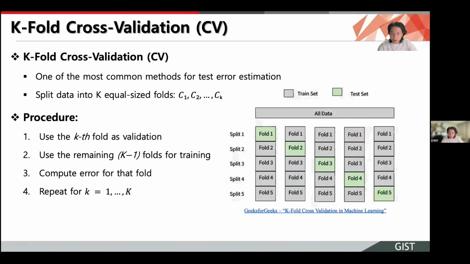K-fold cross-validation is one of the most widely used methods for estimating the test error. We divide the entire dataset into k equal-size parts called folds. Then we repeat the process k times. Each time, one fold serves as the validation set, and the remaining k-1 folds are used for training. We compute the prediction error for each fold, usually using MSE for regression or misclassification rate for classification, and then take the average of these k errors.